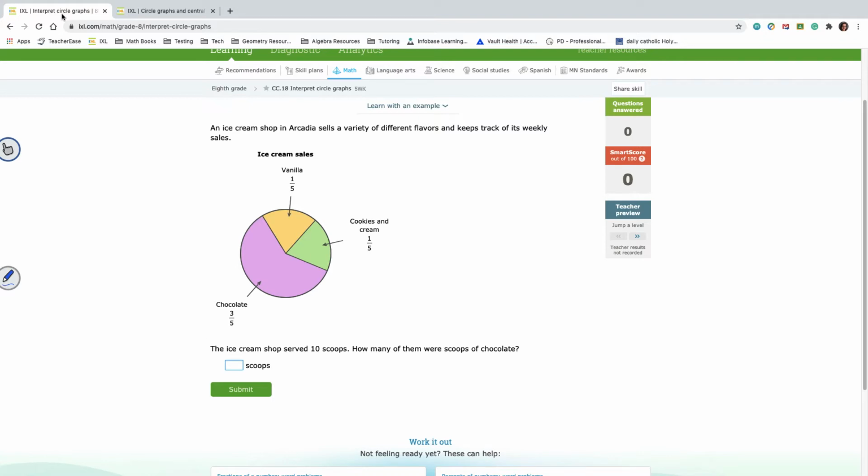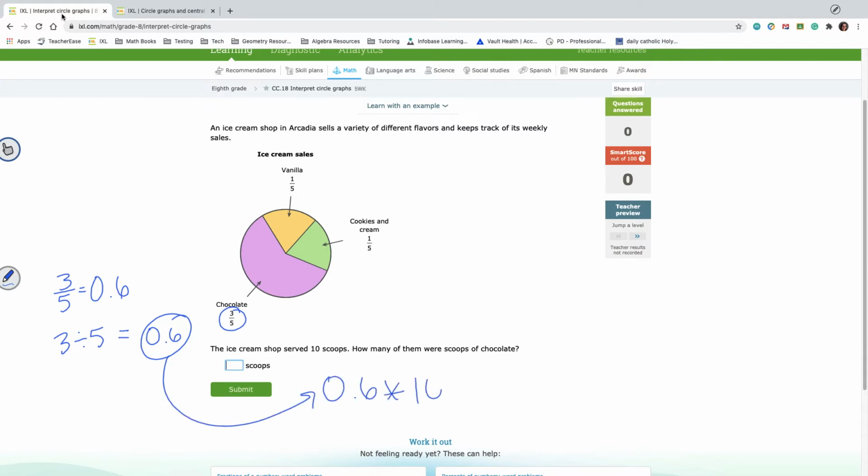The way you're going to do this is take those fractions, so 3/5, and if you want, you can convert it to a decimal. Just type in 3 divided by 5 equals, and you're going to get 0.6. You take that number and multiply by the number of scoops. So 0.6 times 10 is 6. So we know that the answer is 6 scoops.